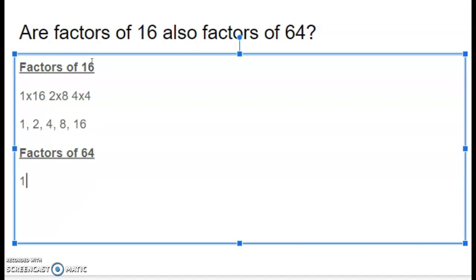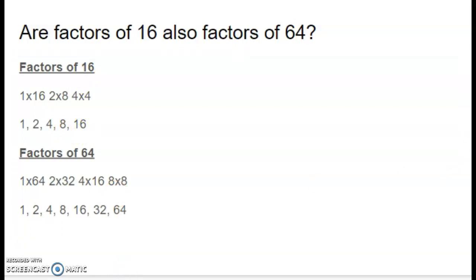Now, let's find the factors of 64. All right, so we know that 1 times 64 is 64. We know that 2 times 32 is 64. We know that 4 times 16 is 64. And we know that 8 times 8 is 64. So the factors of 64 are 1, 2, 4, 8, 16, 32, and 64.